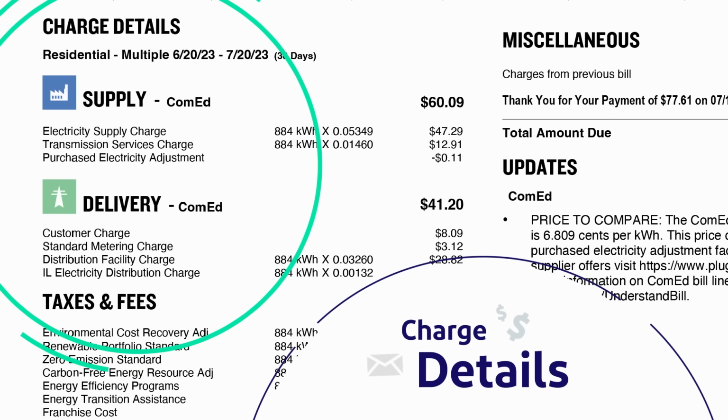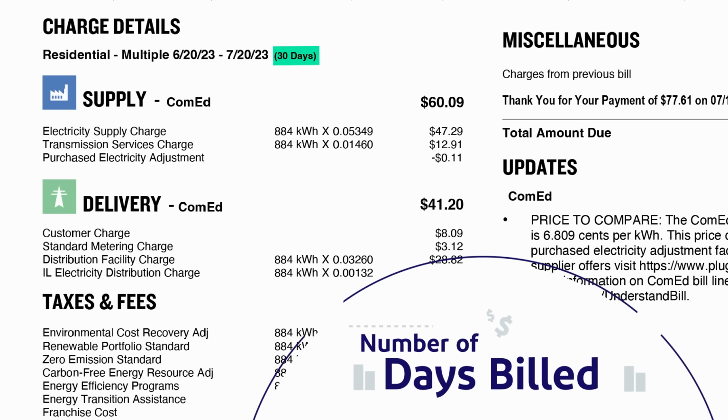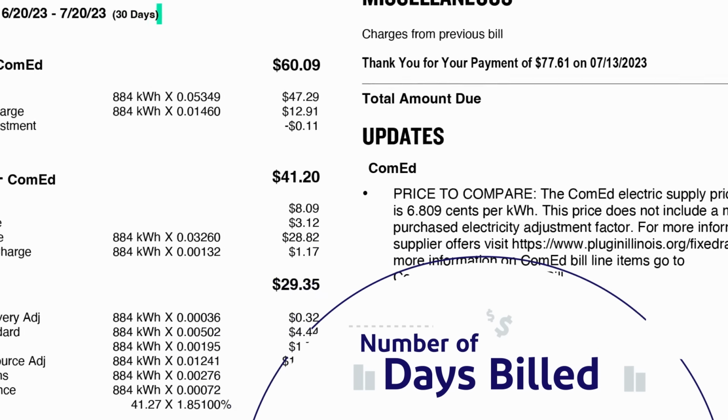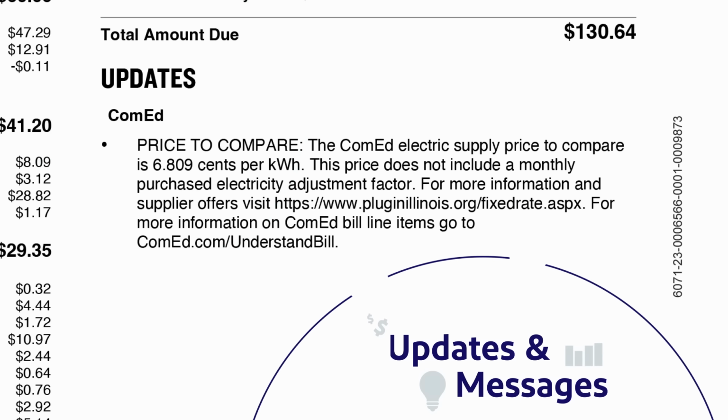Your charge details provide a further breakdown of your electric charges for the billing period. Knowing the number of days in each billing cycle can help you understand differences in the amount billed, even when your energy consumption doesn't change. Check out the update section of your bill for messages from ComEd or your supplier.